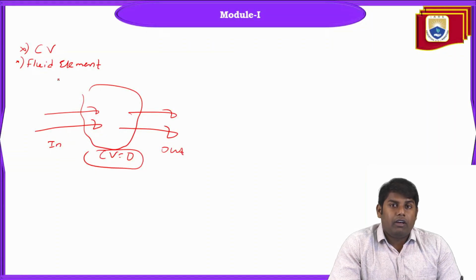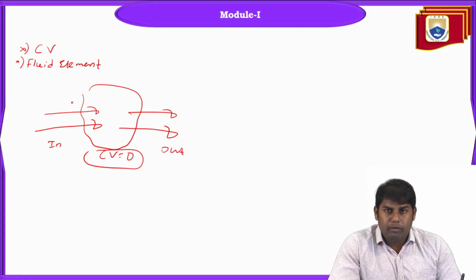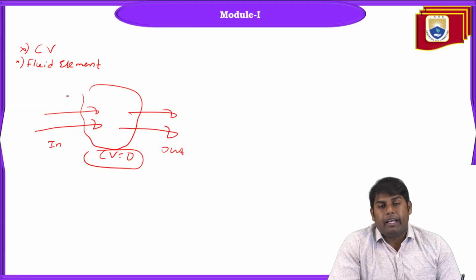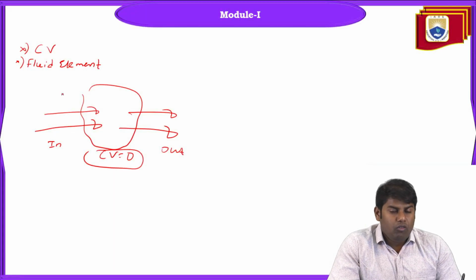Whatever governing equations we derive for the control volume, whether the control volume is stationary or moving, we derive conservation of mass, conservation of momentum, conservation of energy. Irrespective of any type of volume, whether it is stationary or moving, the physics of the fluid does not change. So when you are taking the control volume stationary, you will not consider any velocity of the control volume.